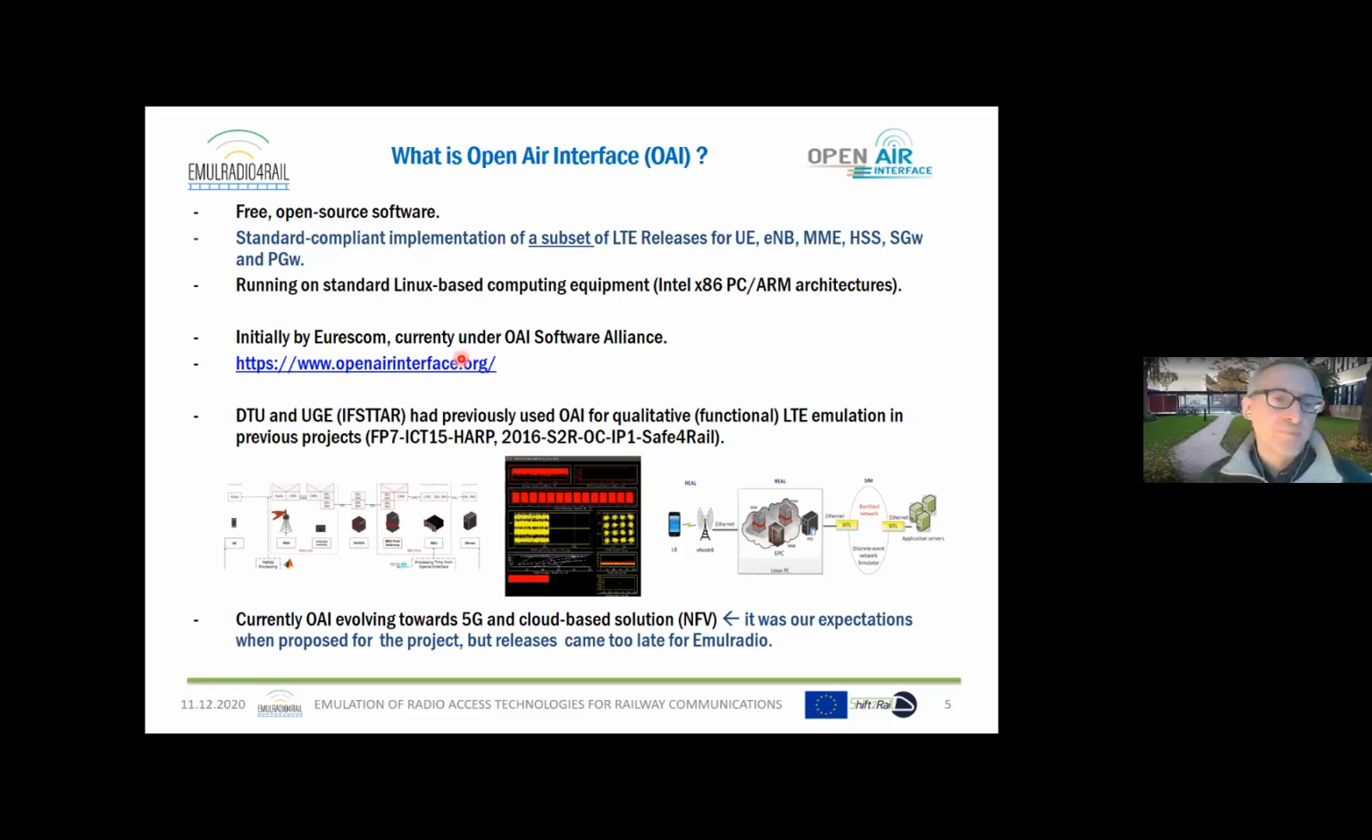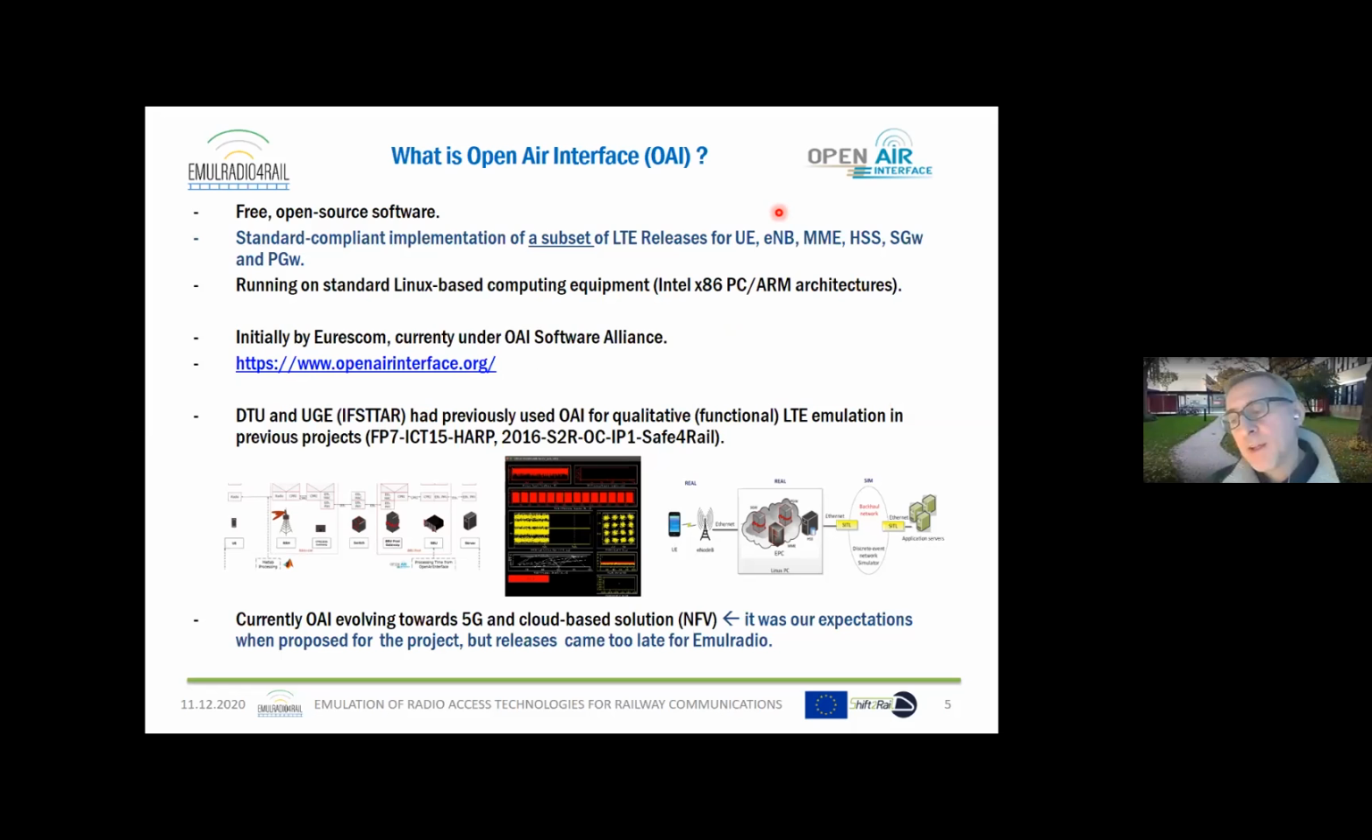processing power, sorry. Open Air Interface was originally offered by EURECOM in France, but today all the software and the software releases are managed by a specific software alliance created for it. You can find here in the slide the link to Open Air Interface. You can download it, you can install it, you can play with it.